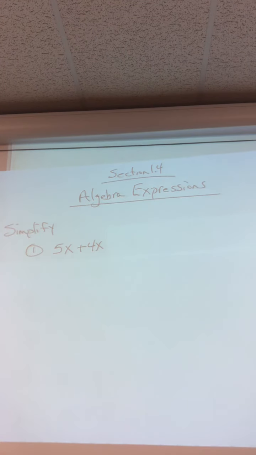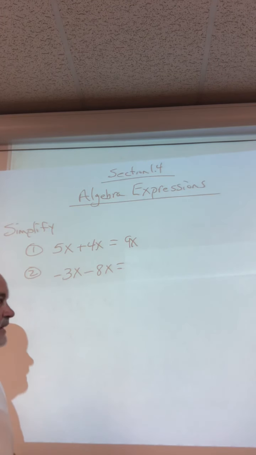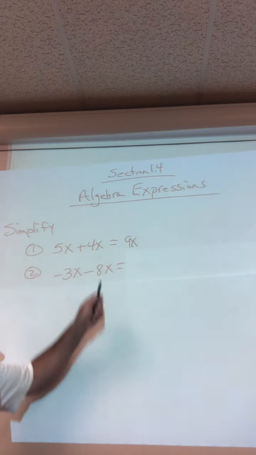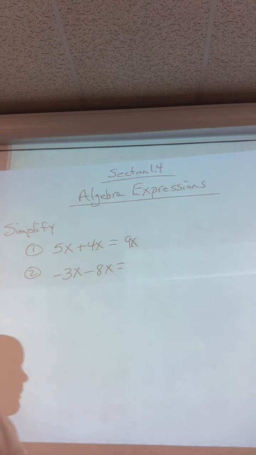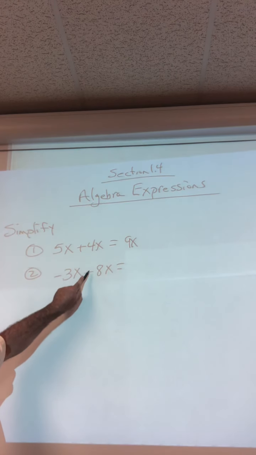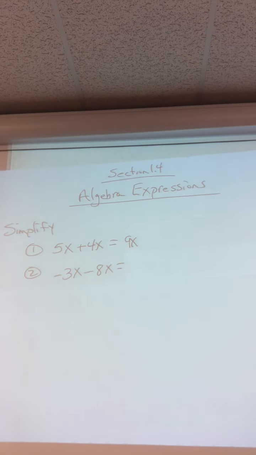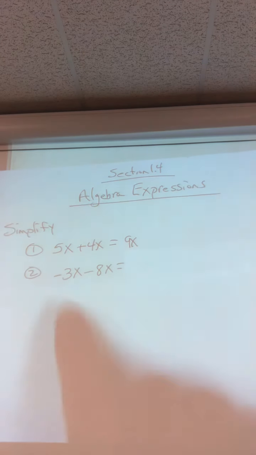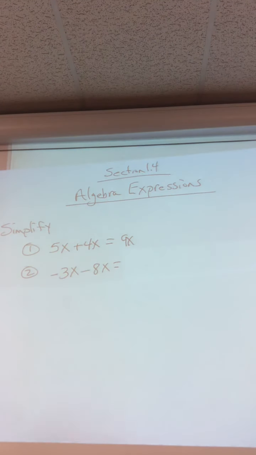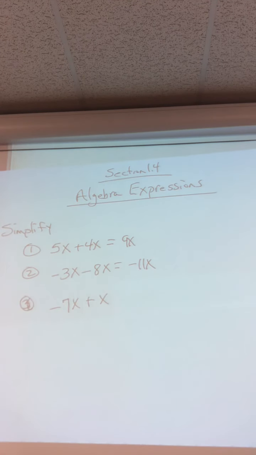5x plus 4x. Can I add those together? Yes, I can. They're like terms. I get 9x. Negative 3x minus 8x. Are they like terms? Yes, they are. So I can add and subtract them together. Now, here we are again, already using the same stuff that we used in the last section. If you lose 3 and then you lose 8 more after that, what have you done? You've lost 11. Remember the rule says if the signs are the same in adding and subtracting, you add the two numbers but you keep the sign. So that would be negative 11x.